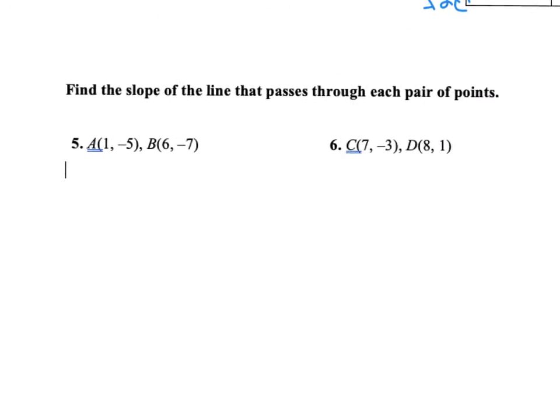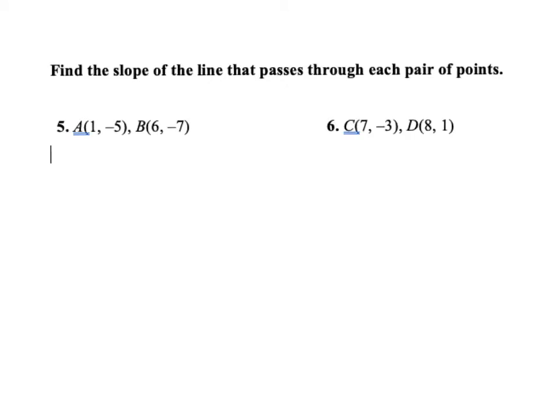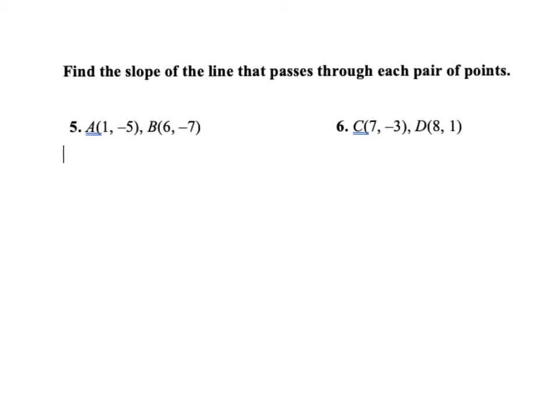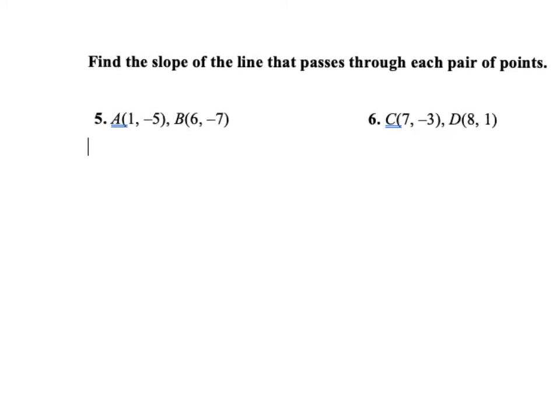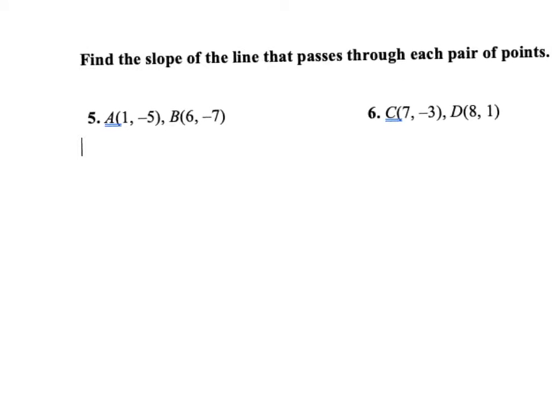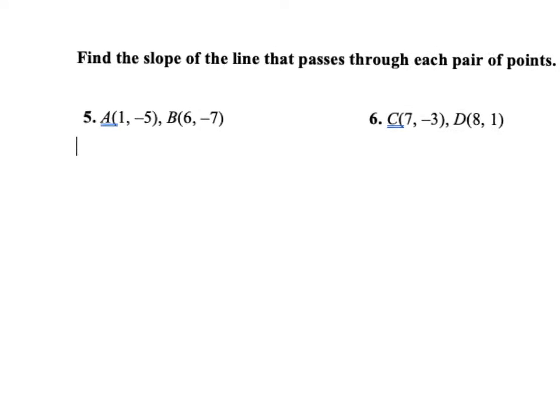Okay, so let's move on to the last few. It says find the slope of the line that passes through each pair of points. Remember again that your slope is your change in y over your change in x. And the way that you find the change between two numbers is you subtract. For example, if you are trying to find the change from 2 to 10, the change is 8. 10 minus 2 gives you 8.